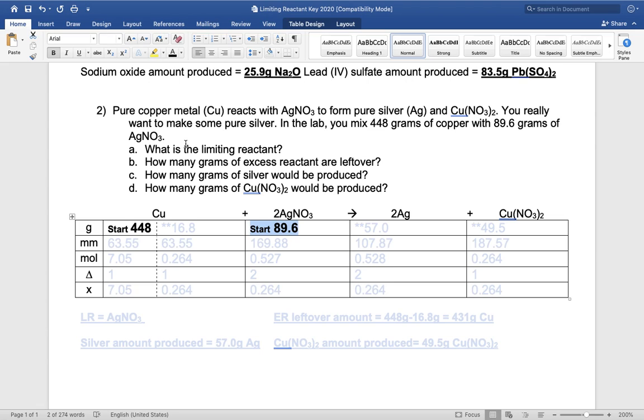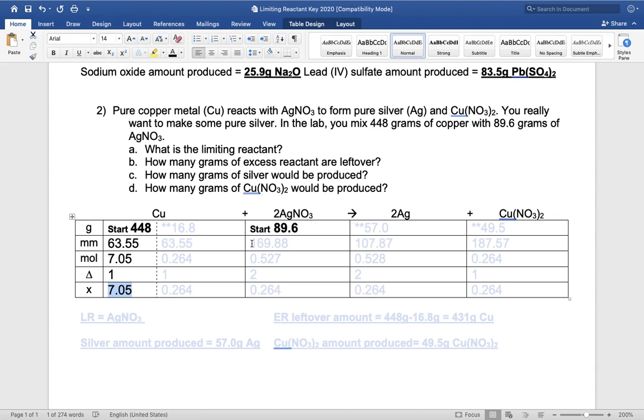And to answer the first question, what's the limiting reactant? I want to take both of those down to the carryover X line. So start with the copper. Periodic table says it's 63.55 grams per mole. So 448 divided by that, 7.05. There's a 1 in front, so divided by 1, my carryover number is 7.05.